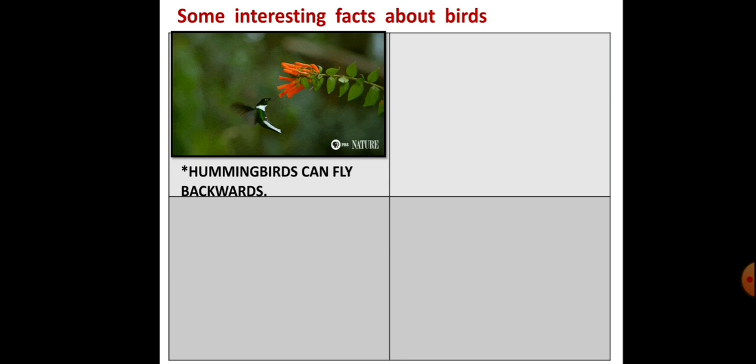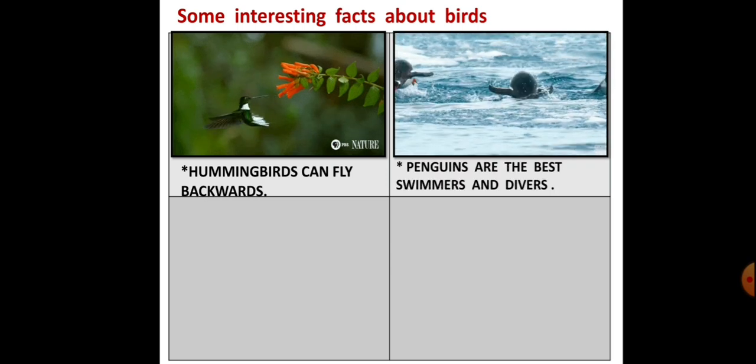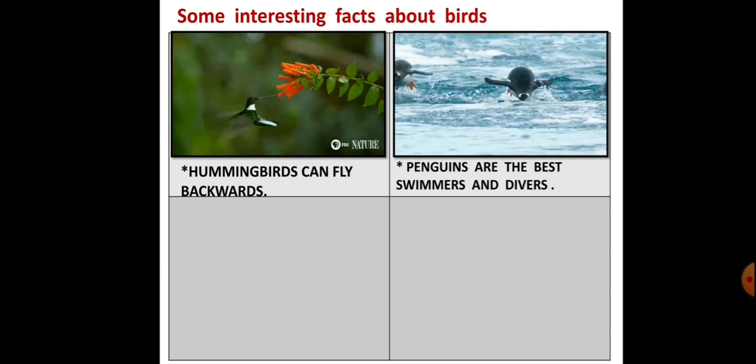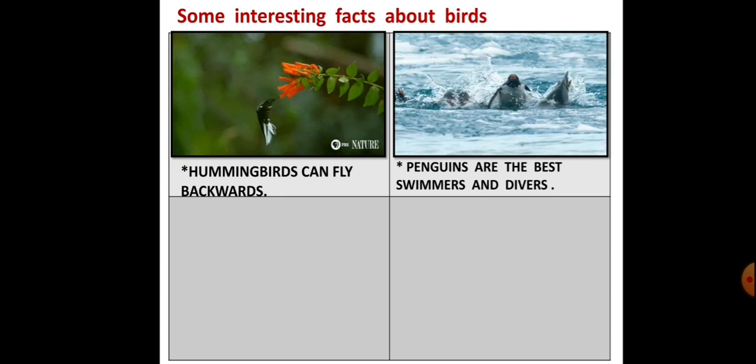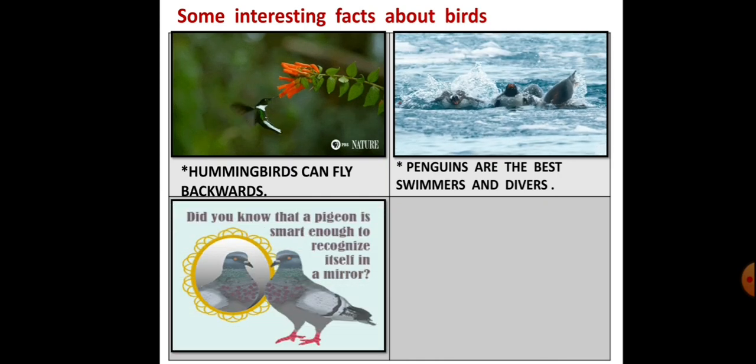Hummingbirds can fly backwards. A little backwards also it can fly. Backwards means to the back side. Next one. The penguins, they are the best swimmers and the divers. Very fast they can swim. And dive also. From above they can jump into the water.